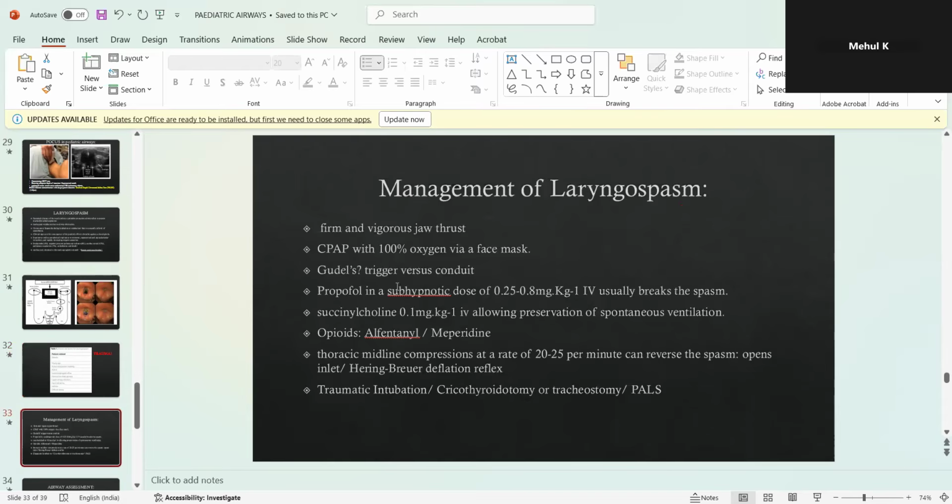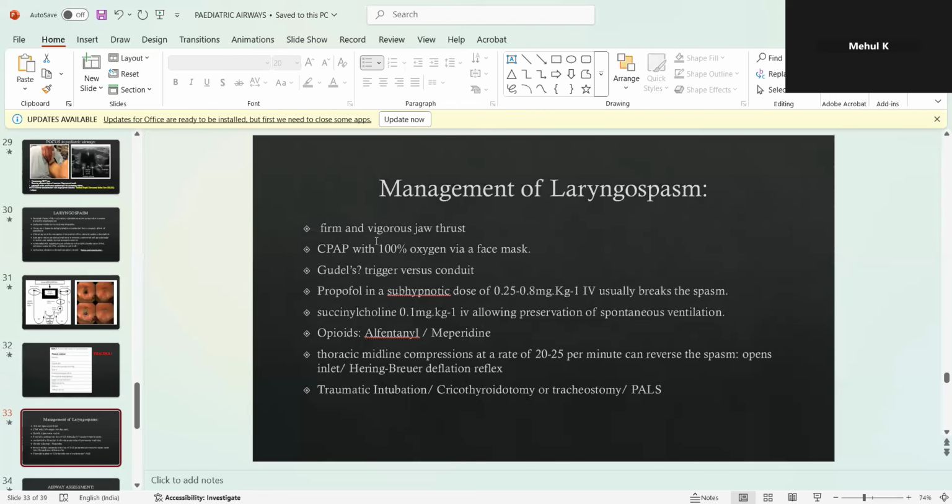It's important to quickly identify it. The next step is to grab a face mask and supplement the patient with oxygen while giving a firm and vigorous jaw thrust, which is known as the Larson's maneuver. And then provide some continuous positive airway pressure with 100% oxygen. You can use a Guedel airway to relieve the upper airway obstruction, but if you're using a longer length, larger size Guedel, it can actually worsen your laryngospasm, because it itself can act as a supraglottic stimulus.